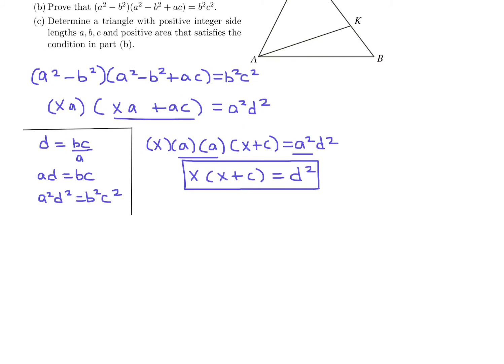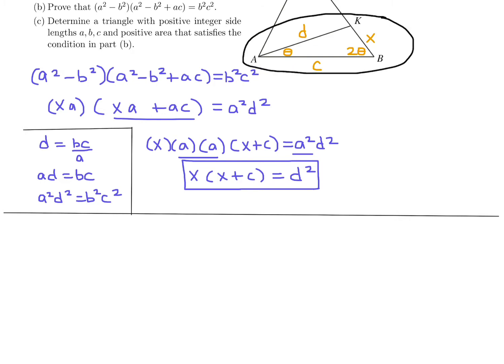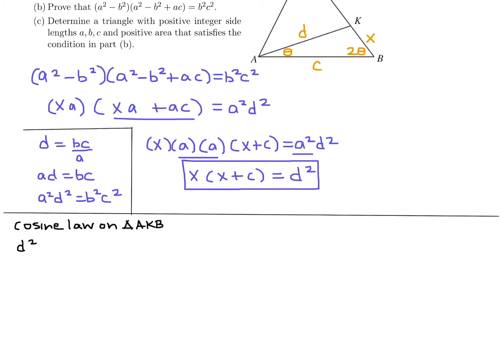I'm going to first use the cosine law on triangle AKB. So AKB is right here in view, and I labeled it according to what the original question had told me. So using the cosine law on that triangle, we have d squared is equal to x squared plus c squared minus 2xc cos 2 theta. And we have a cos 2 theta, so I'd like to make that into just theta. And that double angle identity, basically, I'll put 2 cos squared theta minus 1. That's one of those double angle identities. And I think that's about as far as I can go there.